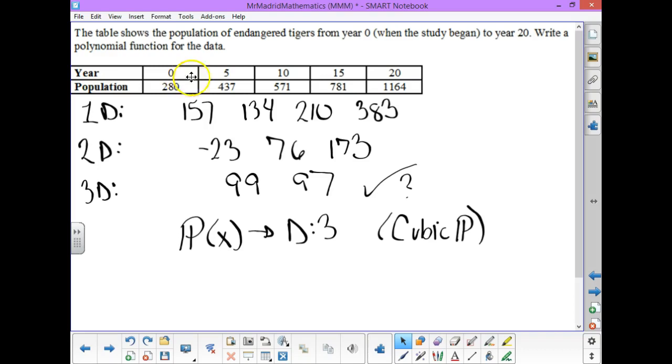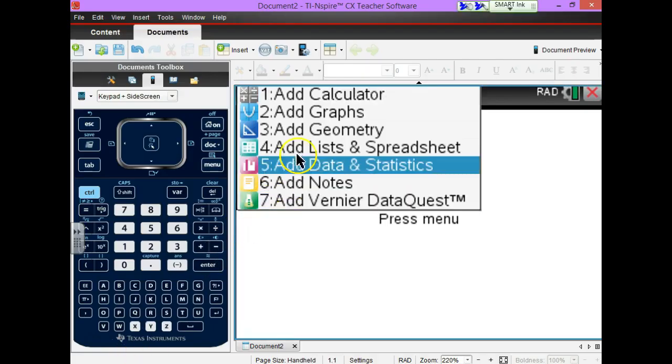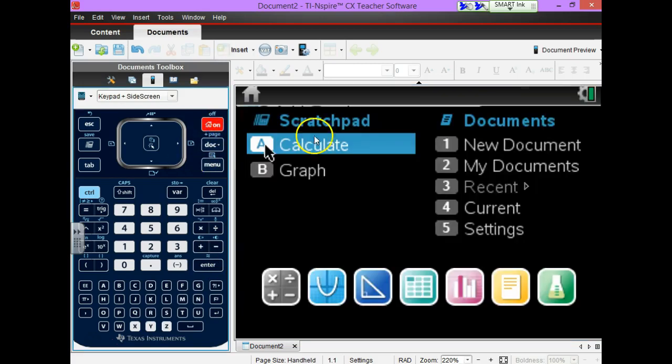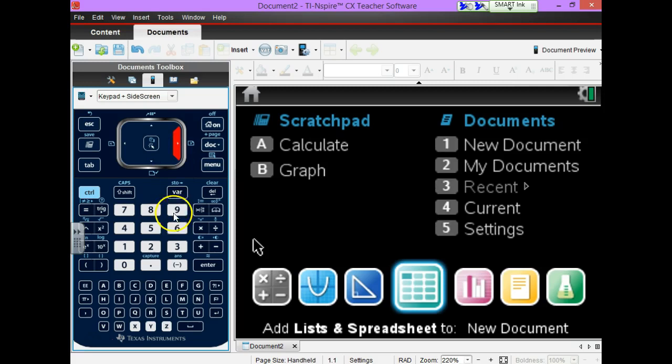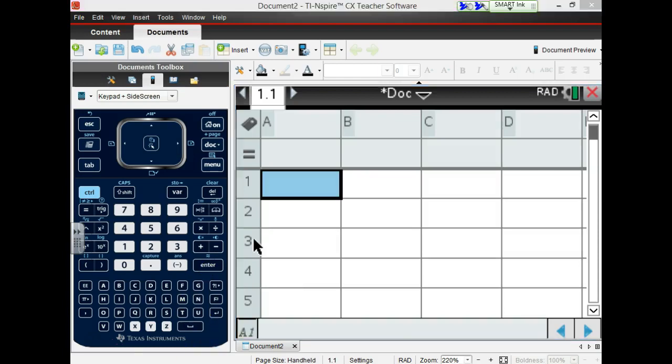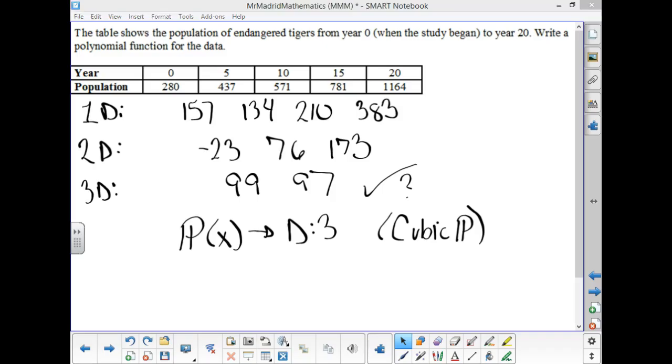So we've done this before, so let's review here. 0, 5, 10, 15, 20. Okay, we're gonna go home. We're gonna come here where we've been before. And although there's different ways to get here, I think this is the easiest to explain. So lists and spreadsheets. Darn it, I forgot. 0, 5, 10, 15, 20.